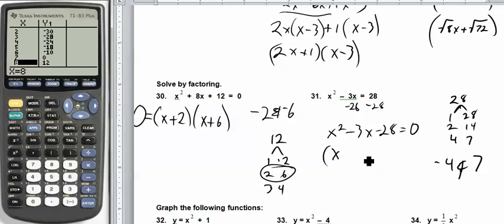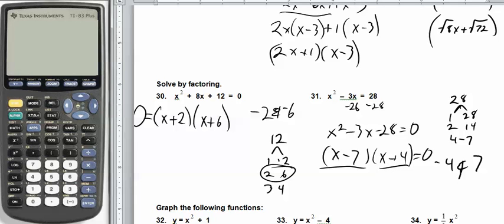So x, and which one of these needs to be negative? I need the bigger one to be negative. So that becomes negative: -7 and plus 4. But why are those backwards? It's because we need to know what makes this 0, positive 7, and what makes that 0, negative 4.